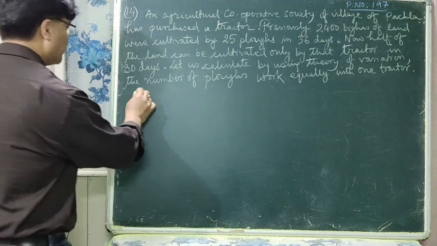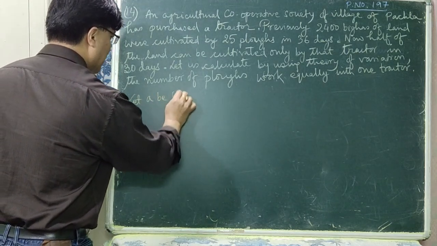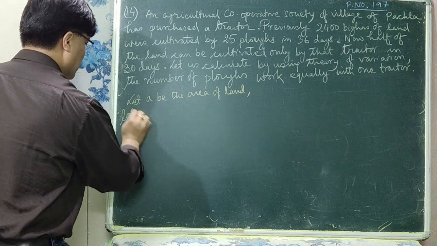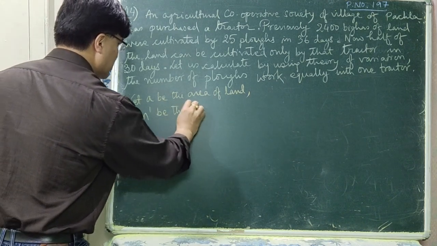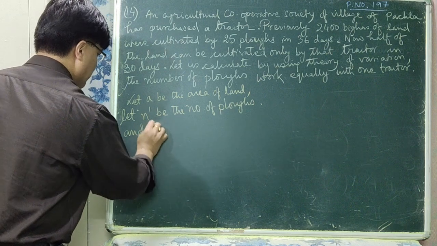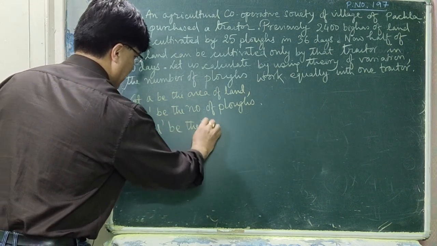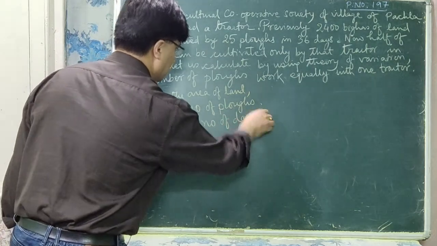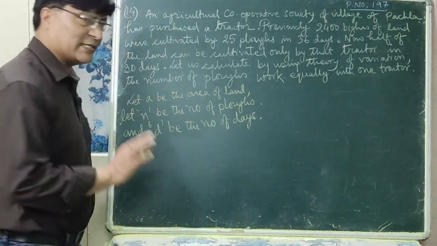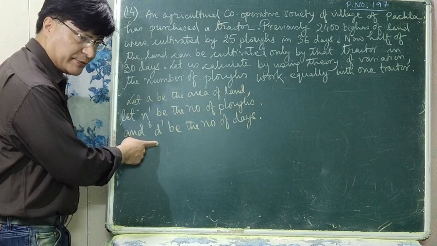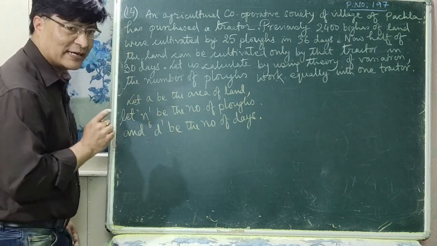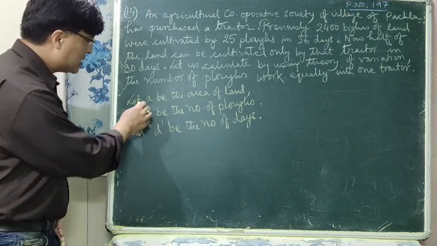Bigas of land, area, let capital A be the area of land, comma, let small n be the number of plows, and small d be the number of days. Is that clear to all of you now? So now in this case, we have to get the relation between all these three variables. A is the area of the land, n is the number of plows that is required to cultivate the land, and d be the number of days. So these are the three variables.